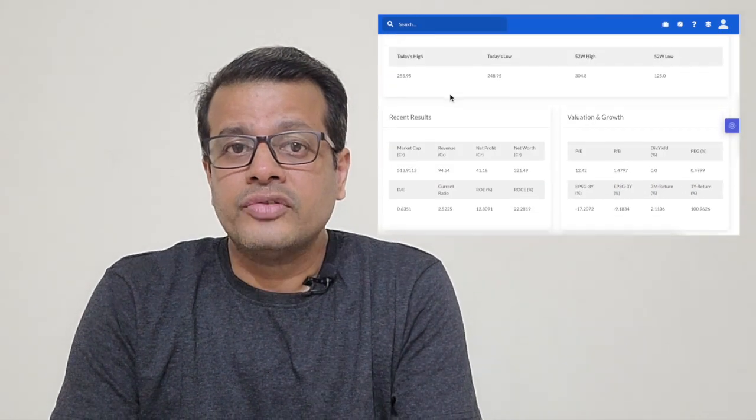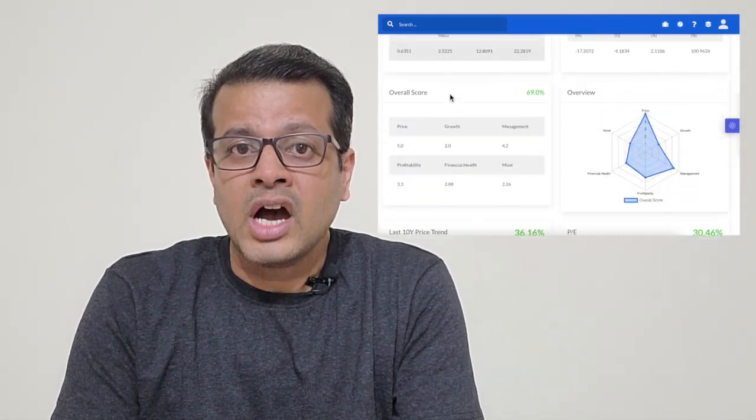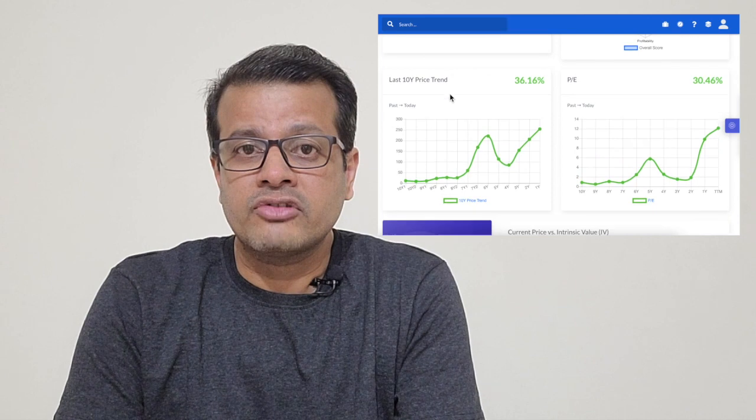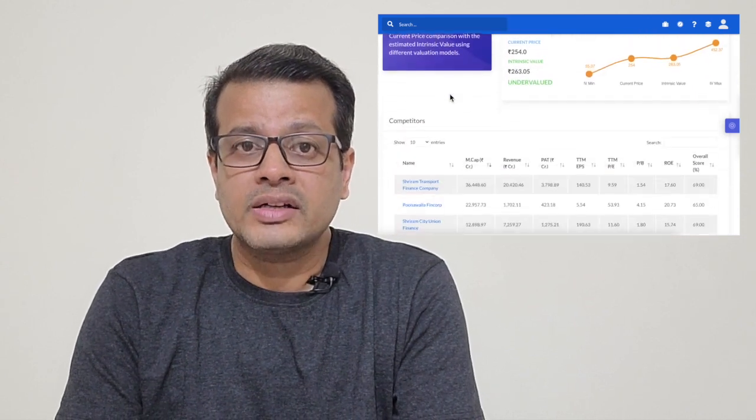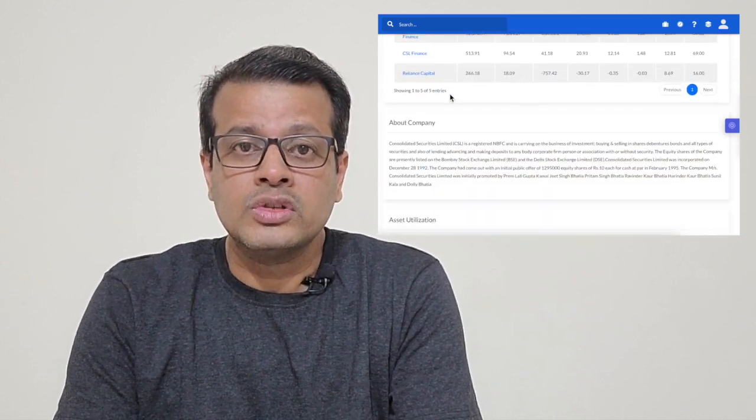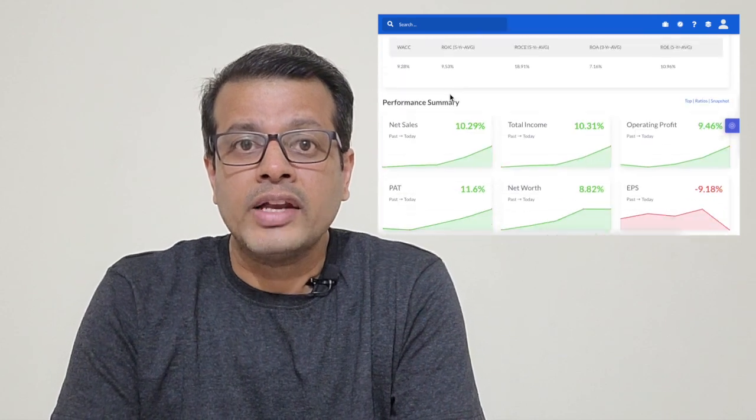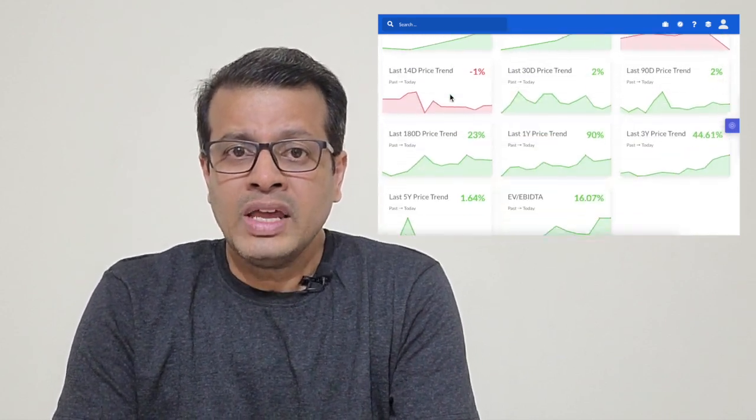The highlight of this fundamental analysis tool is how it calculates the intrinsic value, compares it with the current price, and shows to the users whether the stock is undervalued or overvalued. The second highlight of this tool is the overall score estimation.